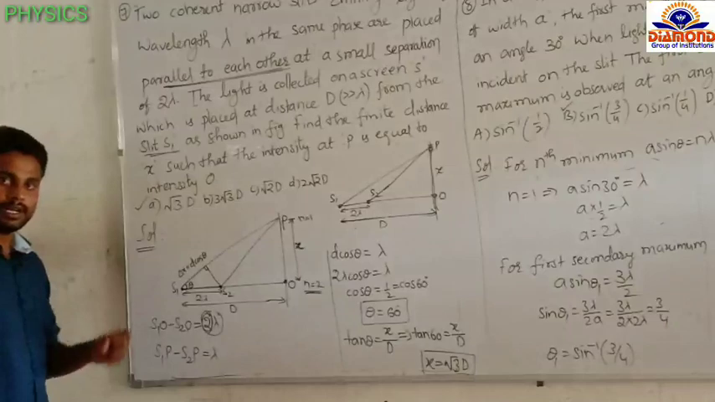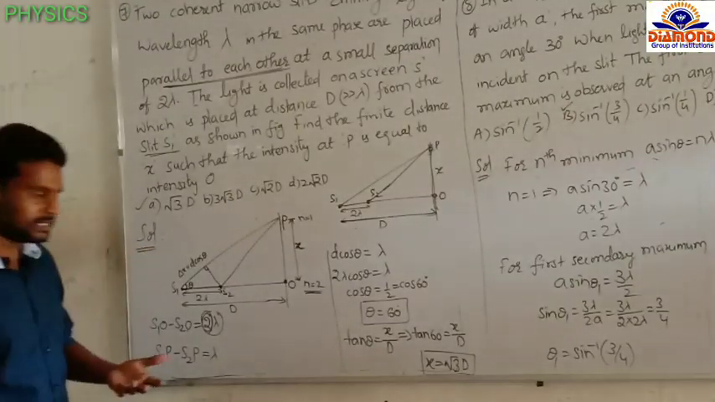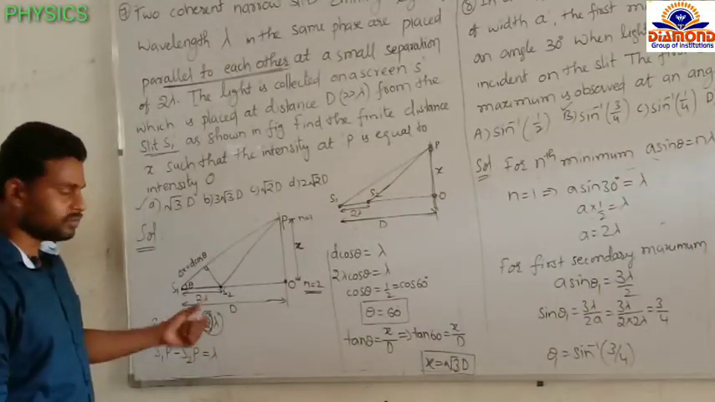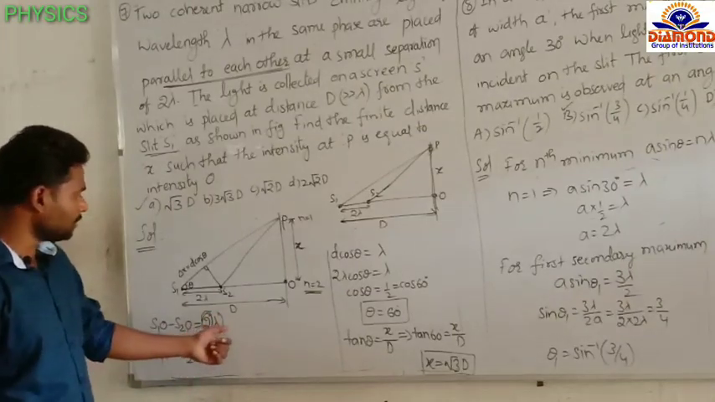Due to constructive interference we get the bright fringes. In the constructive interference condition, path difference equals n lambda. Here we are getting the form n lambda, that means an integer multiple of lambda.